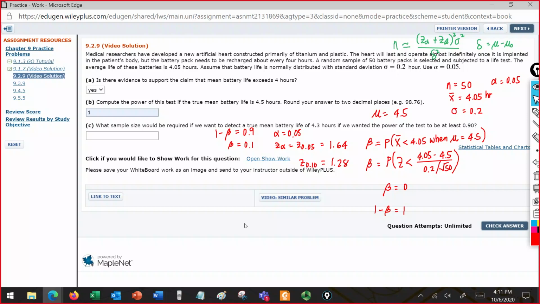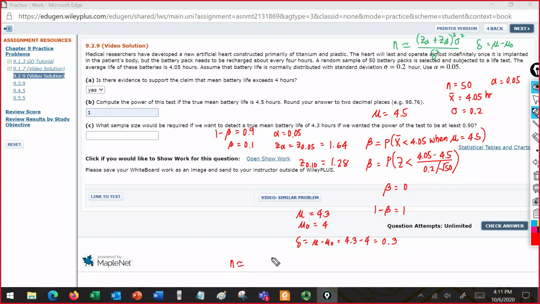What else? 4.3, that is mu. Mu 0 is 4. Given, mu 0 is 4. The new mu for part C is now 4.3. So mu minus mu 0, or for the delta, it is 0.3.